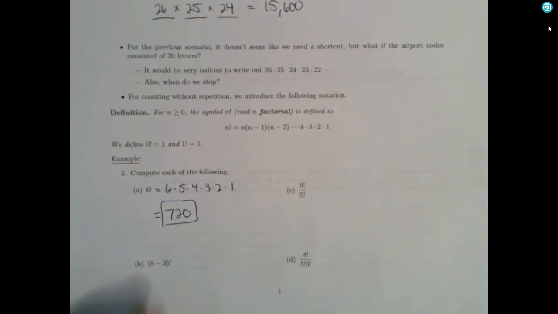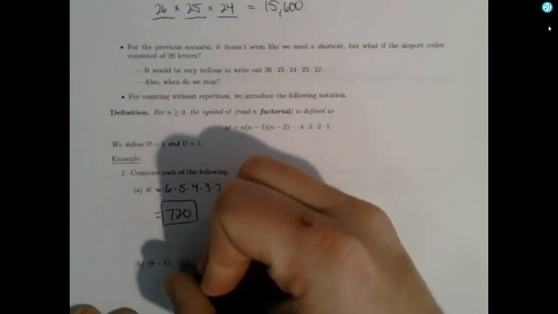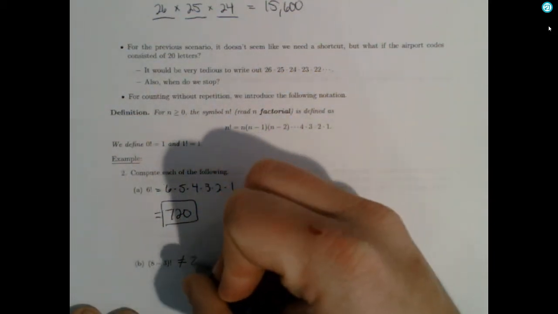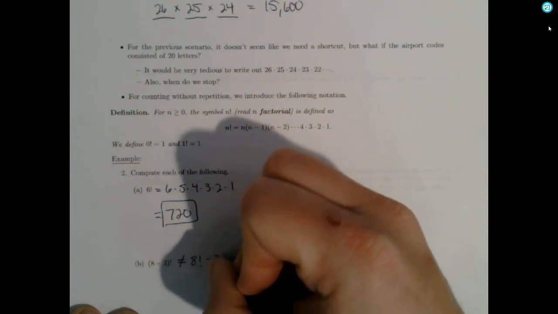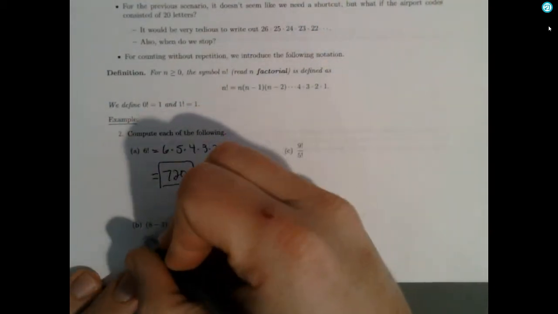What about 8 minus 3 factorial? Now be careful. You might be tempted to distribute the factorial and call this 8 factorial minus 3 factorial. I'll just warn you right now that this is not equal to 8 factorial minus 3 factorial. The factorial does not distribute nicely. What it is equal to is this.